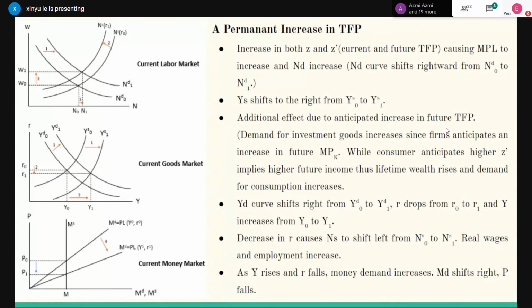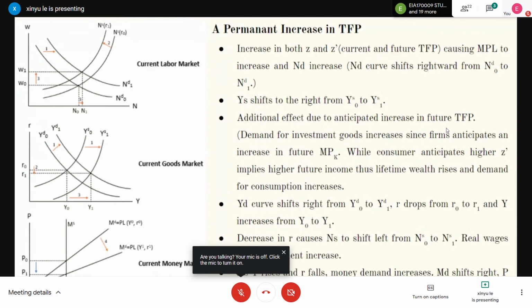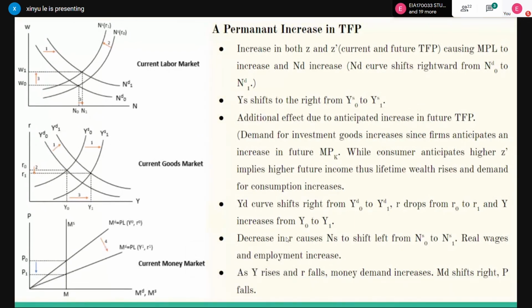Additionally, since a higher Z prime implies higher future income, lifetime wealth rises and demand for consumption increases. The output demand curve shifts right from YD0 to YD1, R drops from R0 to R1, and Y increases from Y0 to Y1. Decrease in R causes labor supply to shift left from NS0 to NS1. Real wages and employment increase. As Y rises and R falls, money demand increases and shifts right while price falls.